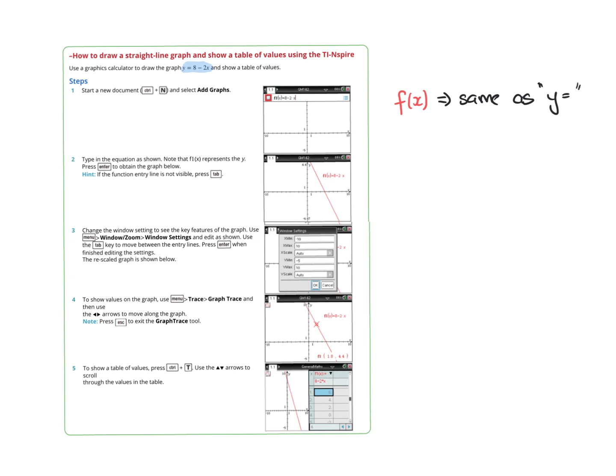Okay, so you don't need to write the y equals part. You just had to write the 8 minus 2x, okay? So just pop that in.